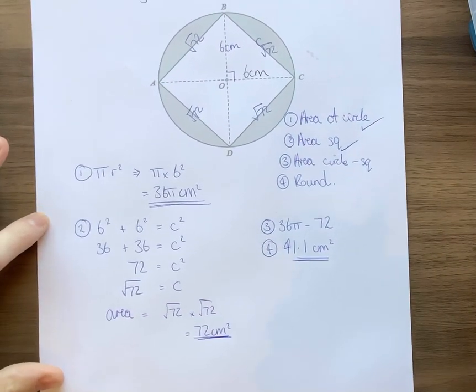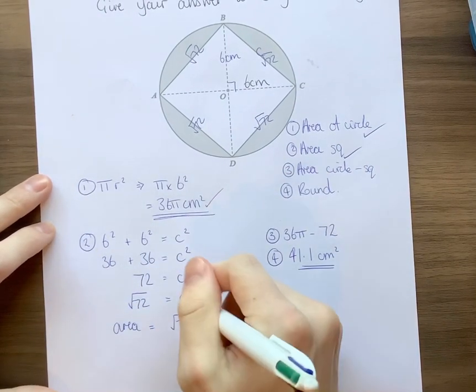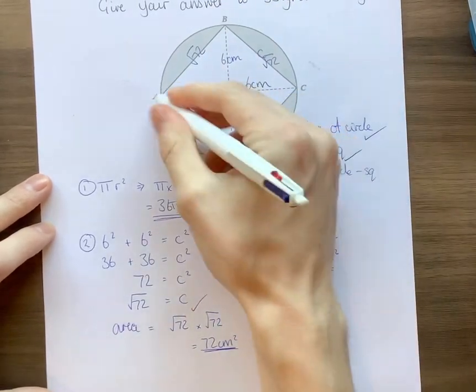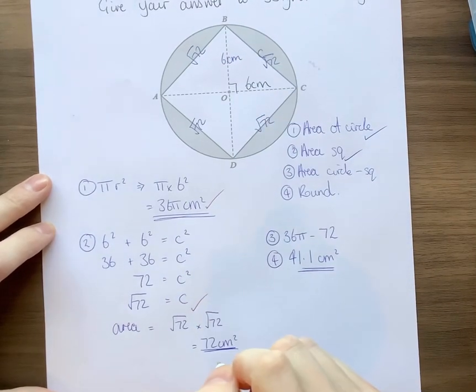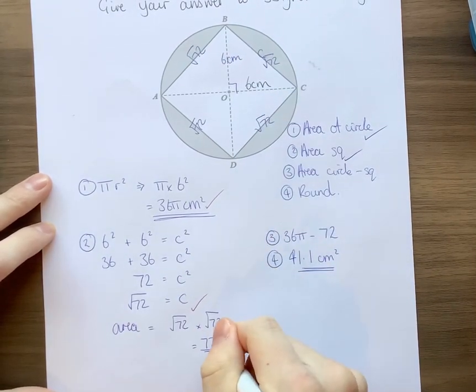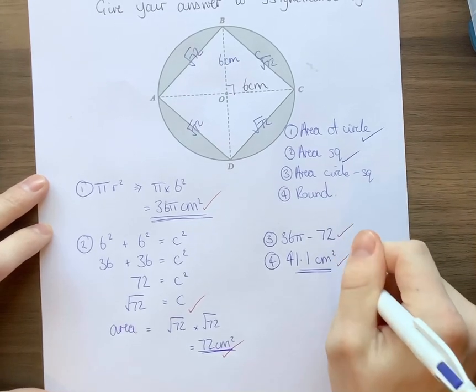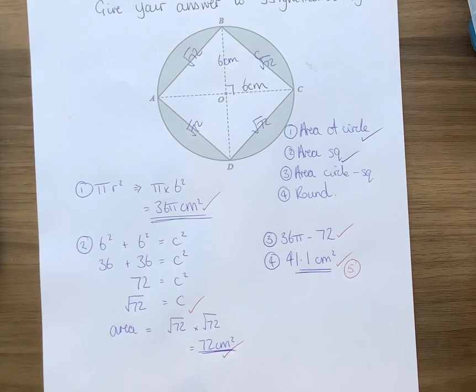Okay, now your marks in this question, 1 mark comes from a 36 pi, 1 mark comes from getting root 72 as your value for BC or DC or AD or AB, so any of those lengths as root 72. The 3rd mark comes from having the area as 72 centimetres squared. Your 4th mark is for doing the subtraction, and then your final mark is for getting the answers. So give yourself a mark out of 5 for that question.